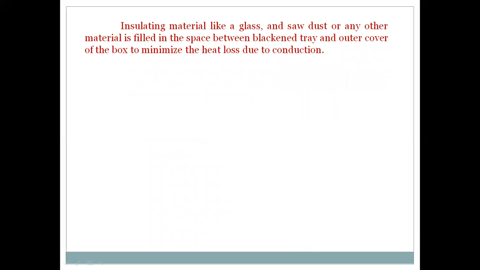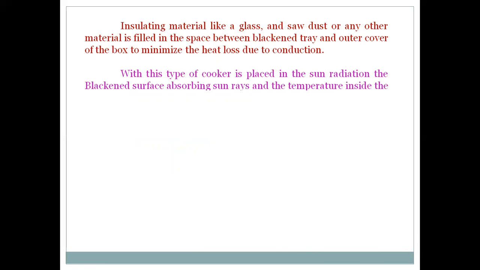And of course, to minimize the heat loss due to conduction, the bottom and the sides of this box are surrounded with insulating material like glass wool, sawdust, or any other material, maybe cloths or thermocol, because they reduce the heat loss due to conduction.